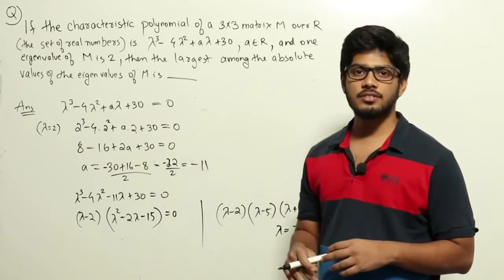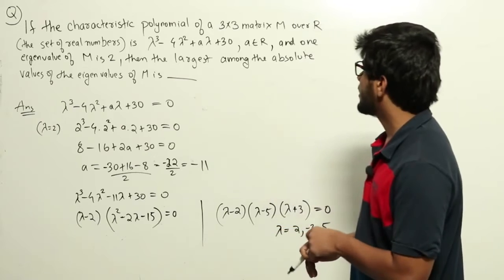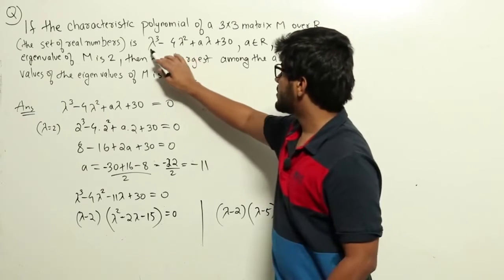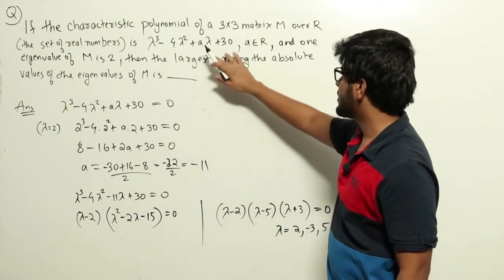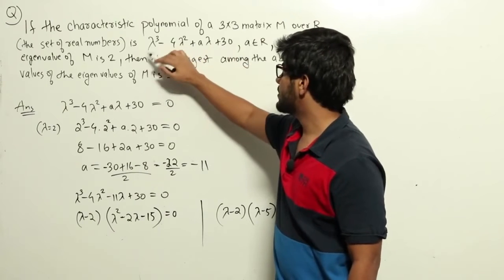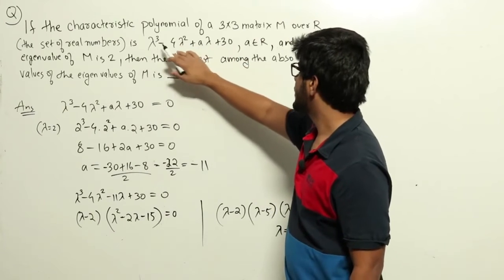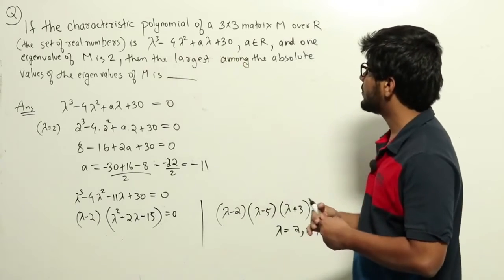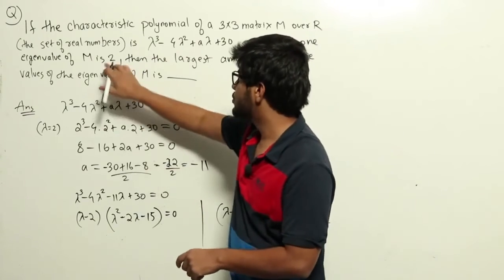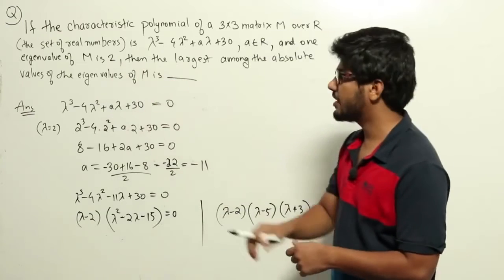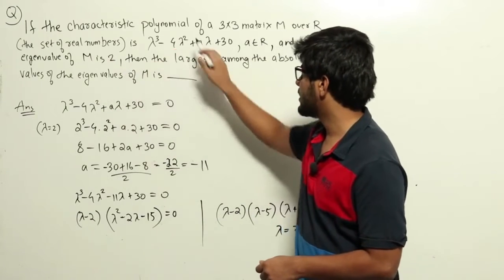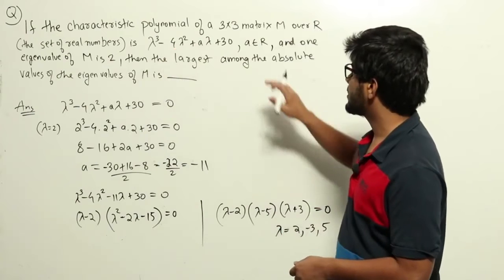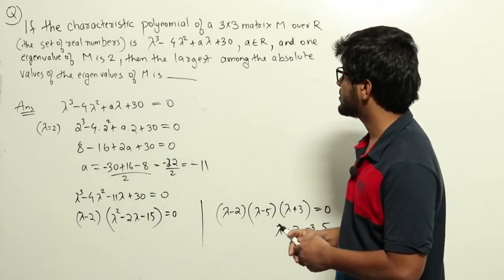So this is a straightforward question coming from linear algebra. Here we have been given the characteristic equation of a 3 by 3 matrix M. So it's an equation of degree 3, meaning it will have 3 roots, and they have given that one of the roots is 2. One eigenvalue of M is 2, meaning on substituting 2 for lambda, we will get 0. Then the largest among the absolute values of the eigenvalues of M is dash.